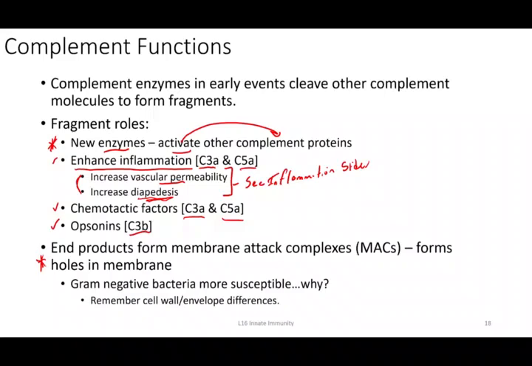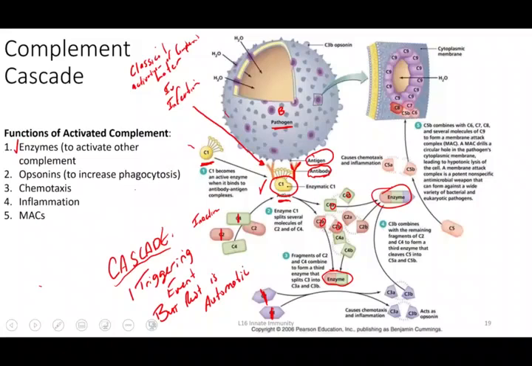The last function that I want to talk about is these membrane attack complexes. And so that will be visualized here as well. We have opsonins. So here's C3b as an opsonin. Here's C3a. That enhances chemotaxis and inflammation. Here's C5a. That also enhances chemotaxis and inflammation. So those are seen as well. And so really the last thing that we haven't talked about are membrane attack complexes.